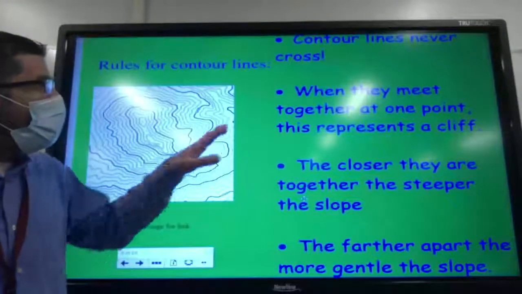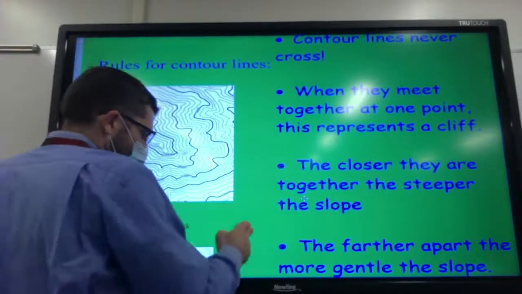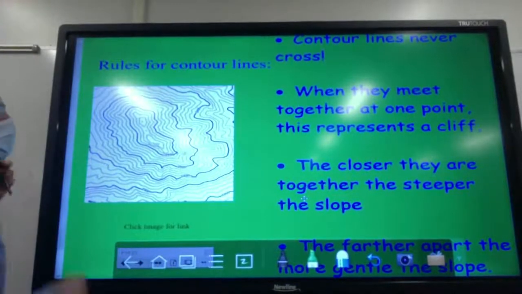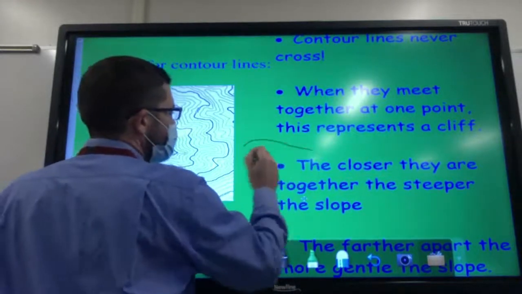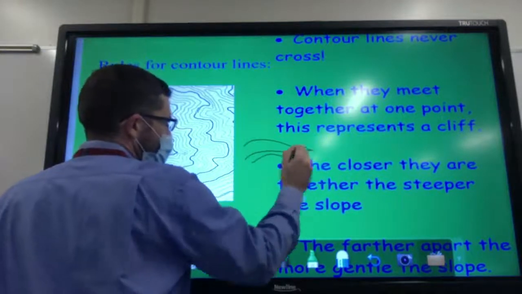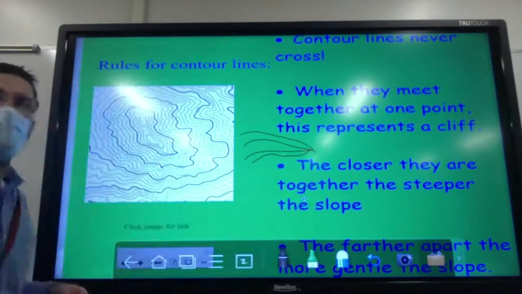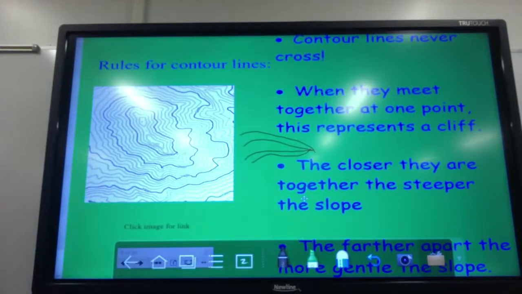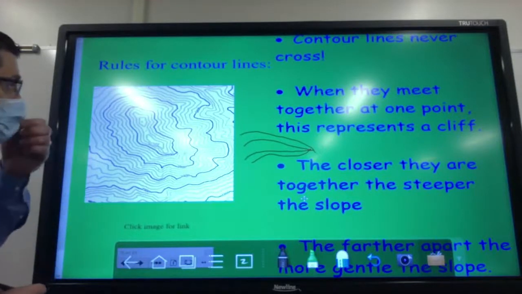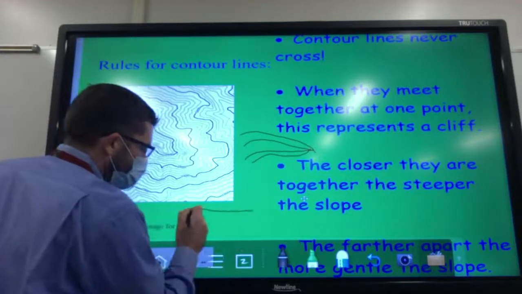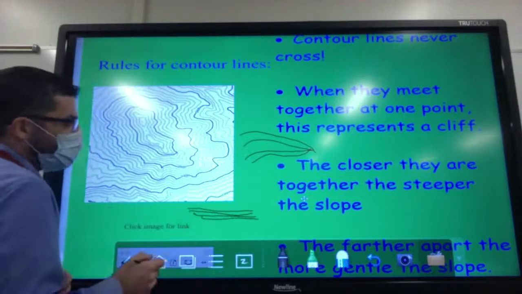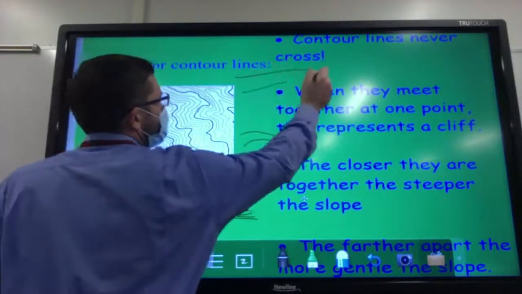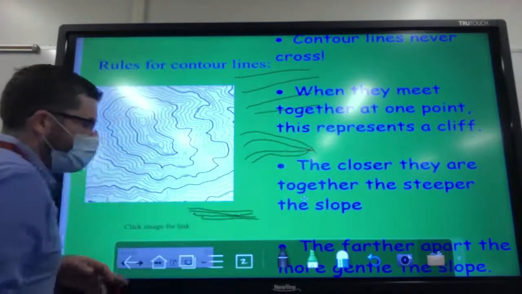So when they meet together at a single point up here, when you see this happening, you see how all these lines are converging at a single point? All these elevations coming together at once, that indicates a cliff. So where they all meet at that single point, that's going to be a cliff. Now, the closer they are together, as compared to the further apart they are, let's say each line is worth 20 feet, right?